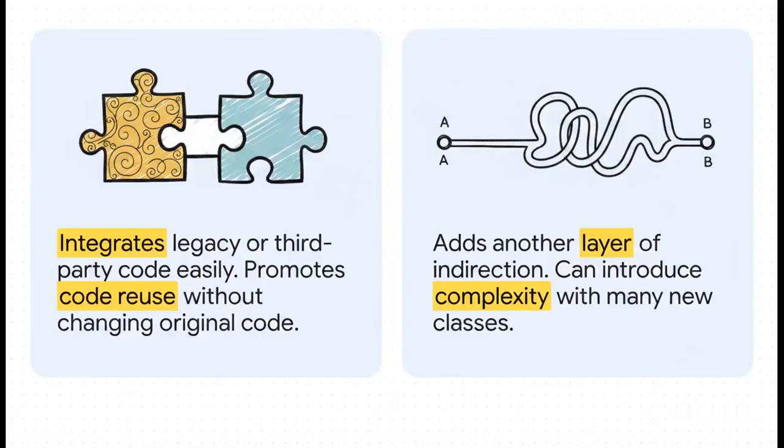Okay, but it's not a silver bullet, right? Nothing ever is. So what are the trade-offs? Well, on the one hand, it's absolutely fantastic for plugging in old code or third-party libraries without messing with them. You're reusing proven code, which is always a win. The downside, you are adding another class, another layer of abstraction. If you use a ton of adapters, it can add a little bit of mental overhead. So as the architect, you have to make the call. Is that clean integration worth that small cost and complexity? Most of the time, the answer is a resounding yes.